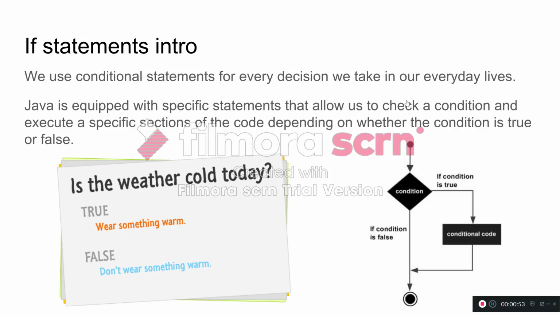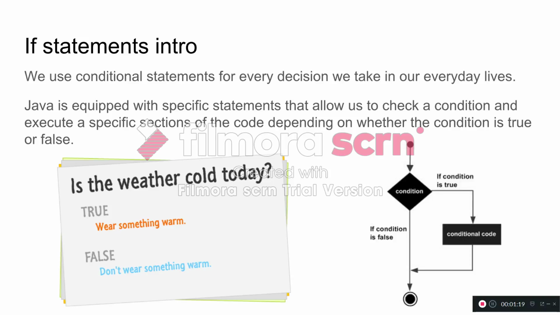Now this seems like a very simple concept, but it can get a little bit more complicated in programming, more specifically in Java. So let's talk about it. Java supports specific statements that allow us to check a condition and execute a specific section of the code depending on whether the condition is true or false. Now this seems like a lot of words, but let's get the meaning.